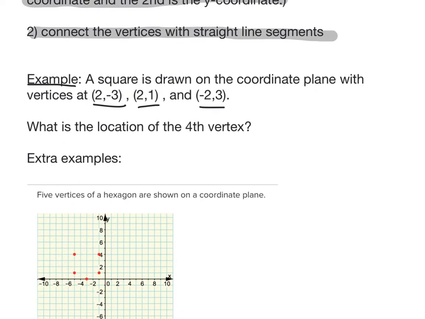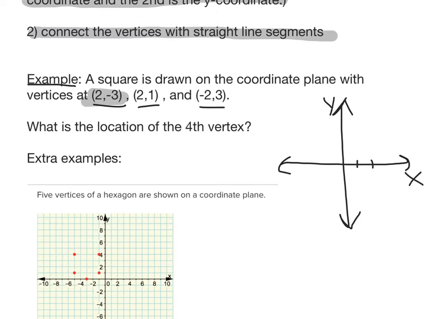So we're going to need to look at the coordinate plane. I'm just going to sketch one. And we're going to plot those first 3 vertices. So (2, -3). The first number is how far you go across on the x-axis, and the second one's on the y-axis. So (2, -3) would be right here. Over 2, down 3. And (2, 1) would be over 2 and up 1. That would be right there.